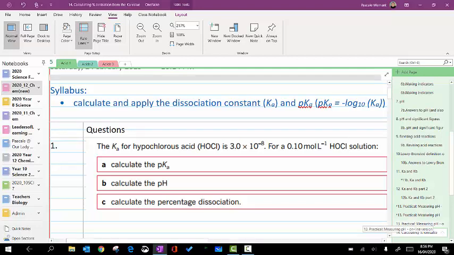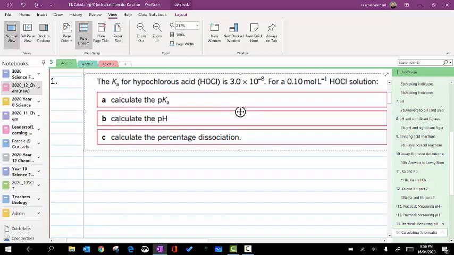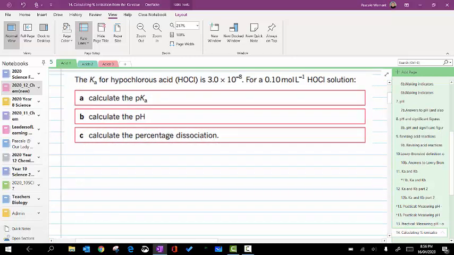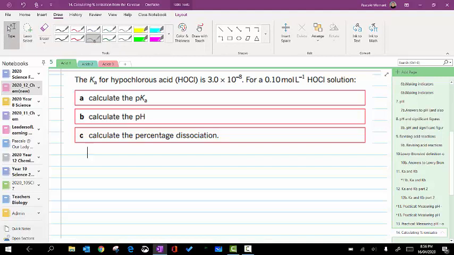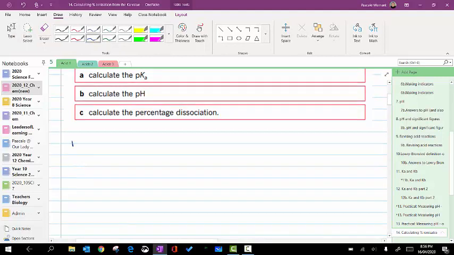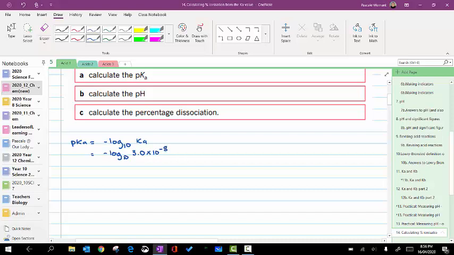Okay, so question 1, first of all, we've been given the Ka value for a weak acid, and the first thing that we have to do is to work out the pKa. Okay, so that first step is quite straightforward. pKa is simply the negative log of the Ka value. So it's going to be the negative log of the Ka value that we're given in the question, and that turns out to be 7.52.